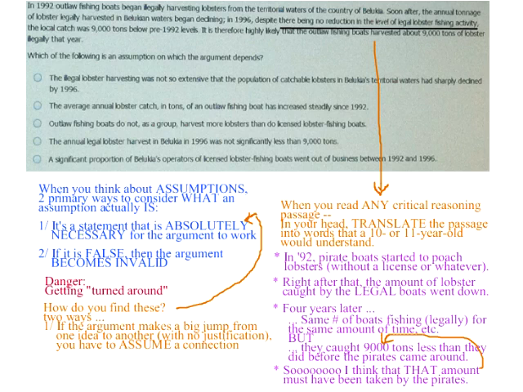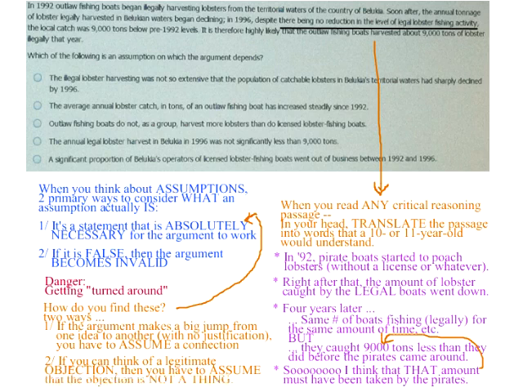But the other way that you can find assumptions is if you can think of a legitimate objection to the argument, then you have to assume that the objection is not a thing. I know "not a thing" is not exactly very formal language, but let me give you a simpler example than the argument we're looking at right now.